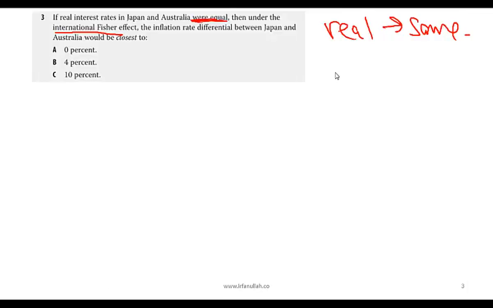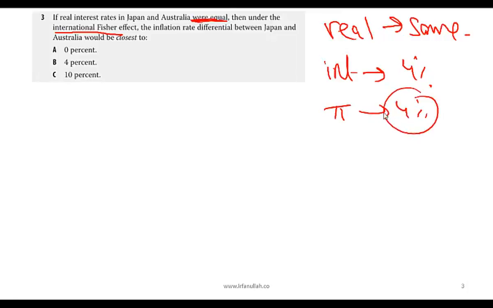From the previous slide, we know that the differential between the interest rates is 4% because we had 5% in Australia and 1% in Japan, which means that the differential associated with the inflation rates will also be 4%. The best answer therefore is B.